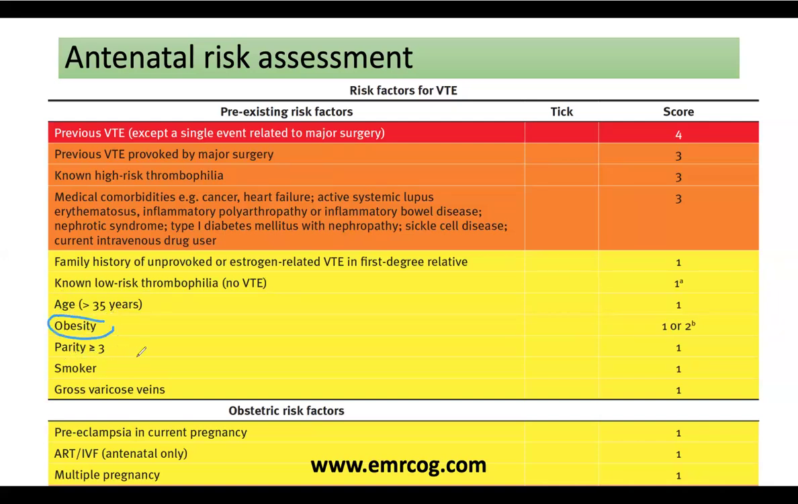Parity, 3 or more. So when the history shows that the lady is para 3 or para 4, give her 1. Smoker, any number of cigarettes is 1. Gross varicose veins: by the examination, you found a gross varicose vein. She is a smoker. That means her risk is 2. A score of 2 does not require low molecular weight heparin during the pregnancy, but in the postpartum, it is required for at least 10 days, as you remember, right?